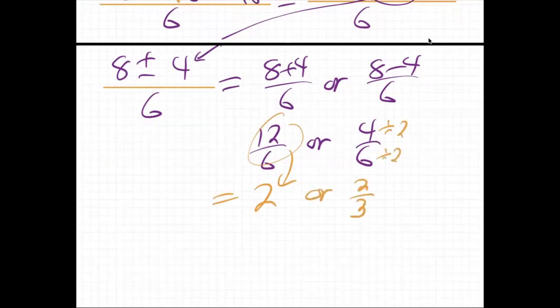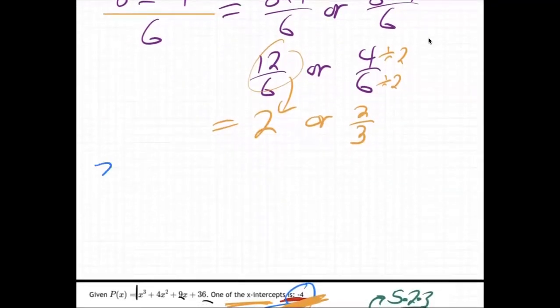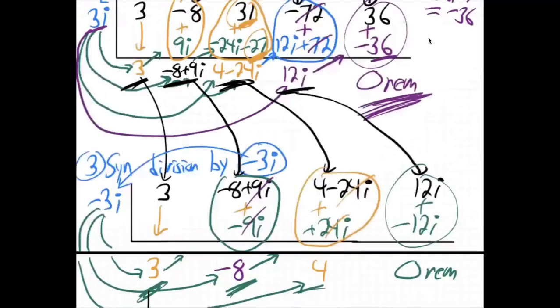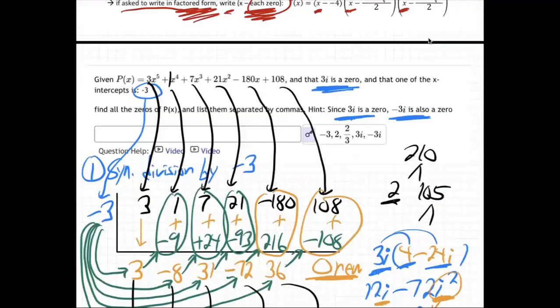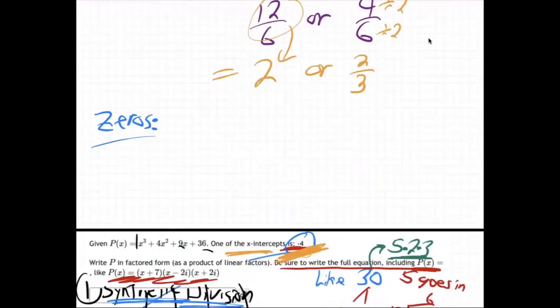So there they are, the other zeros. My goodness, what a lot of work. So then when all is said and done, which it is now, the zeros are, so from the beginning, they told us that -3 was a 0, and 3i and -3i. So -3, 3i, and -3i were zeros. So that's what we divided by. So we got -3, +3i, -3i, and now 2 and 2/3.